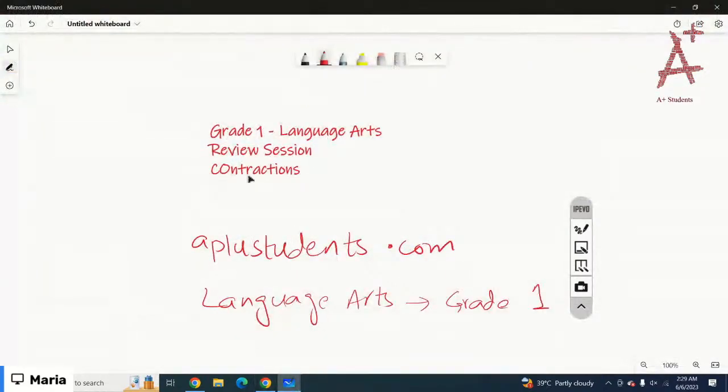Okay, you can complete the test by yourself later today. So we were working on grade 1 language arts. The chapter we're working on is contractions. Please make sure you complete the session lesson by yourself later today.